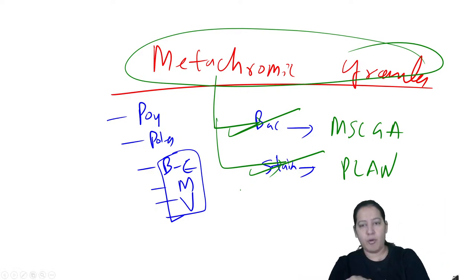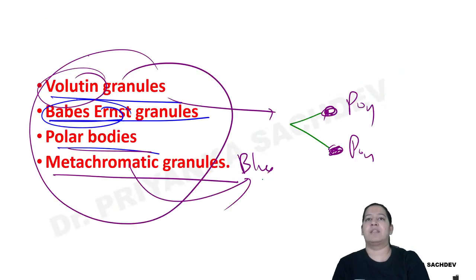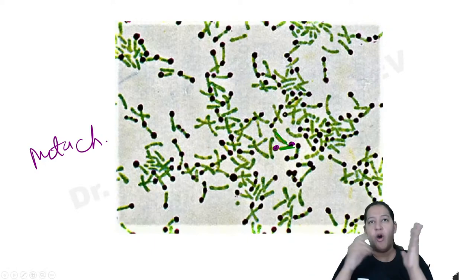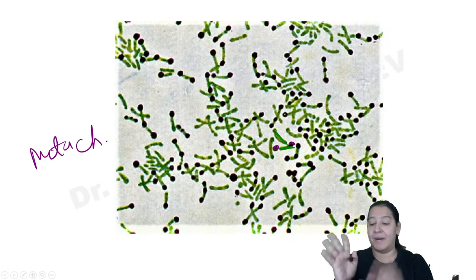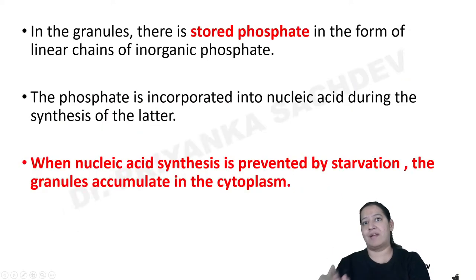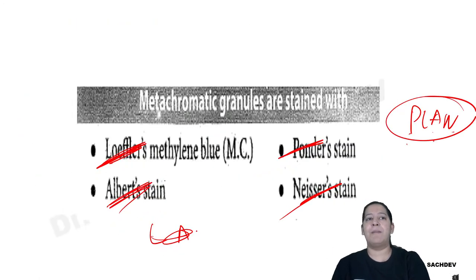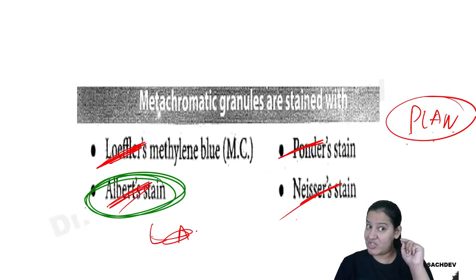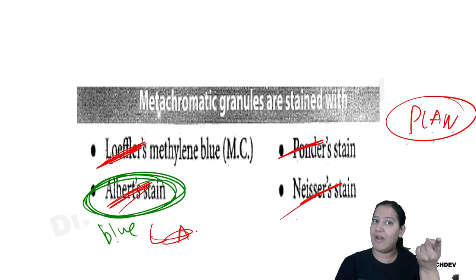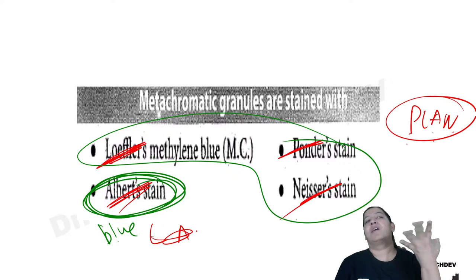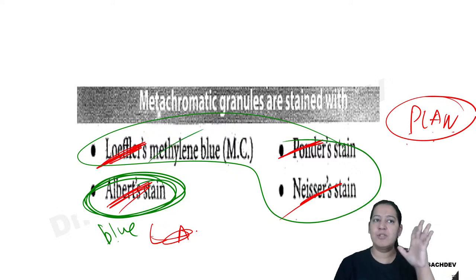Ye jo maine aapko diagram dikhaya tha, ye Loeffler stain ka tha. This stain is Loeffler stain. This stain is aapka Albert stain. Ye Albert pe blue color ke dikhte hain. So one of the stain is Albert, na? Ye Albert hai, jo hamara topic chal raha hai. Albert bhi they look blue. The bacteria is green, but the granules, baki sab pe alag-alag color hote hain. So Loeffler methylene blue is most commonly used.